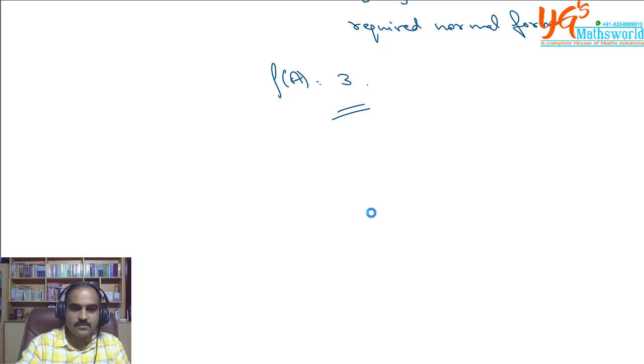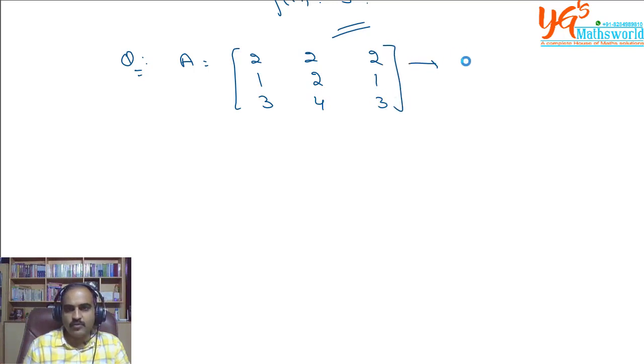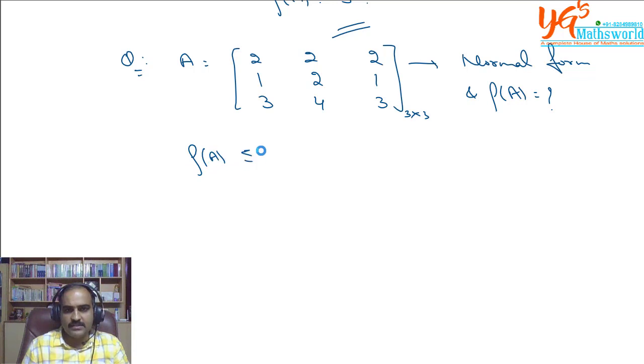So the question is, we have matrix A whose elements are 2, 2 and 2, 1, 2, 1, 3, 4 and 3. We need to reduce this matrix to normal form, and rank of A, we need to evaluate this part. So one thing is clear, that since it is a 3 by 3 matrix, rank of A is always less than or equal to 3.